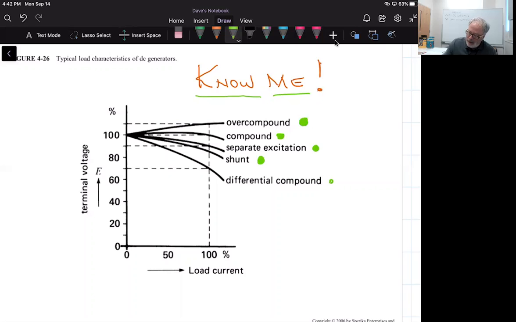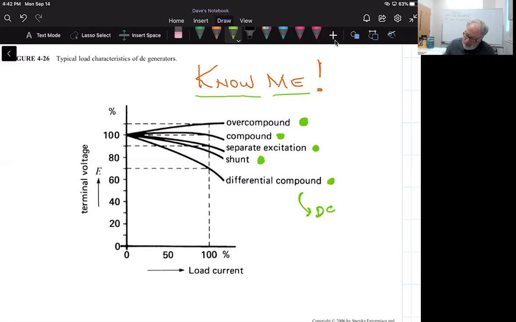And then the last thing we just mentioned was this sort of unique application, like with a DC welder, of the differential compound, where the terminal voltage actually falls below the armature voltage for the particular reason that he told us in the textbook. The voltage of an overcompound increases by 10% when full load is applied, whereas that of a flat compound generator remains about constant.